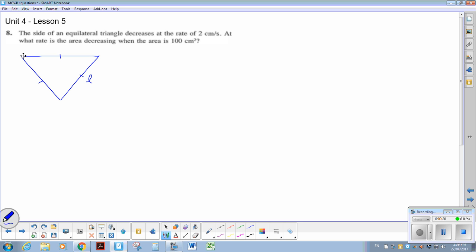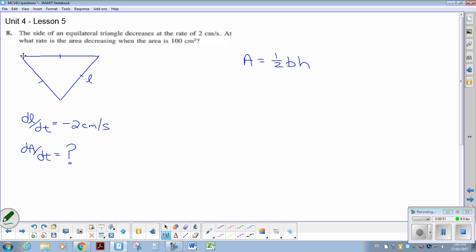I'm going to call that side L. So my change in length with respect to time, dL/dt, is equal to negative 2 centimeters per second, since the side length is decreasing. At what rate is the area decreasing? So I want to know dA/dt, which means I'm going to use the area formula for a triangle, 1/2 base times height. So I need to know base and height.